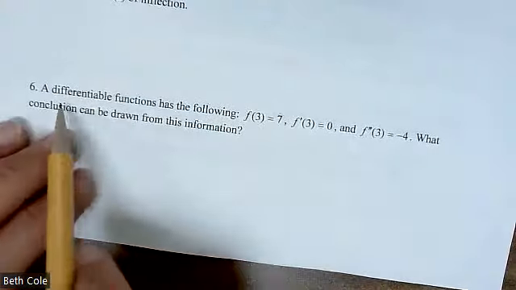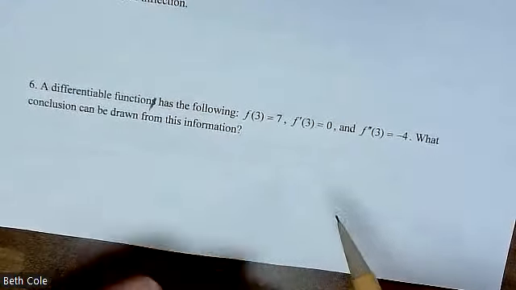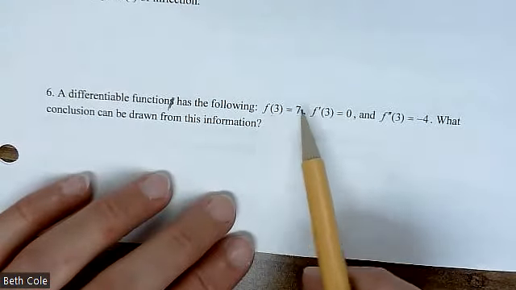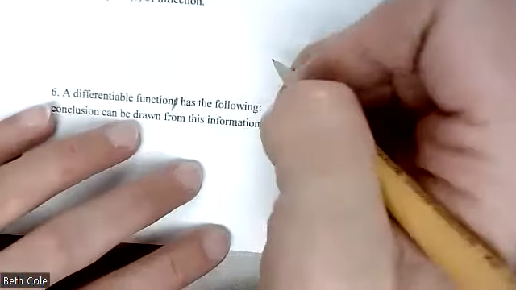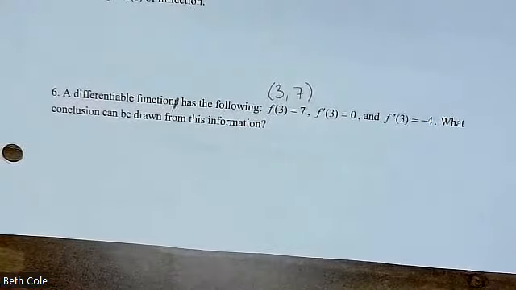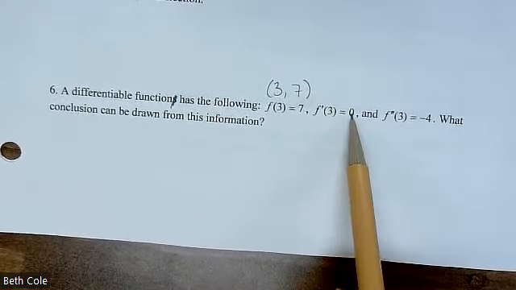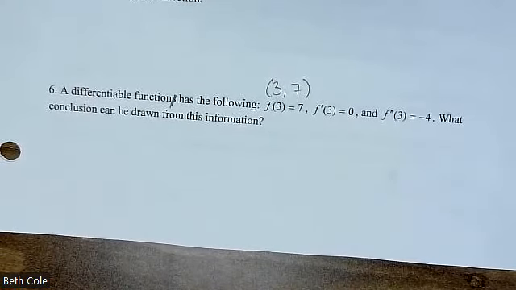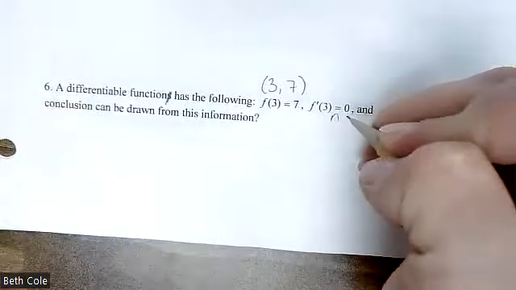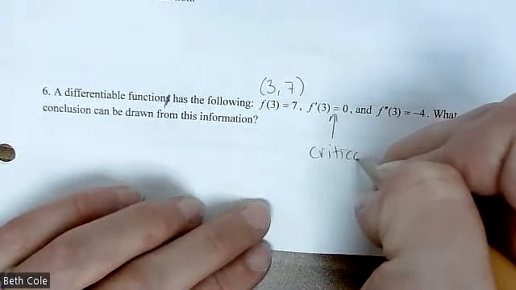All right, it says a differentiable function, oh sorry, it should just be function, has the following things that are true. F of 3 equals 7. All that's telling you is the point (3, 7) is on the graph. That's not really giving you much information. It says the first derivative at 3 is 0. What does that mean? Because that now gives us something. It is a critical point.